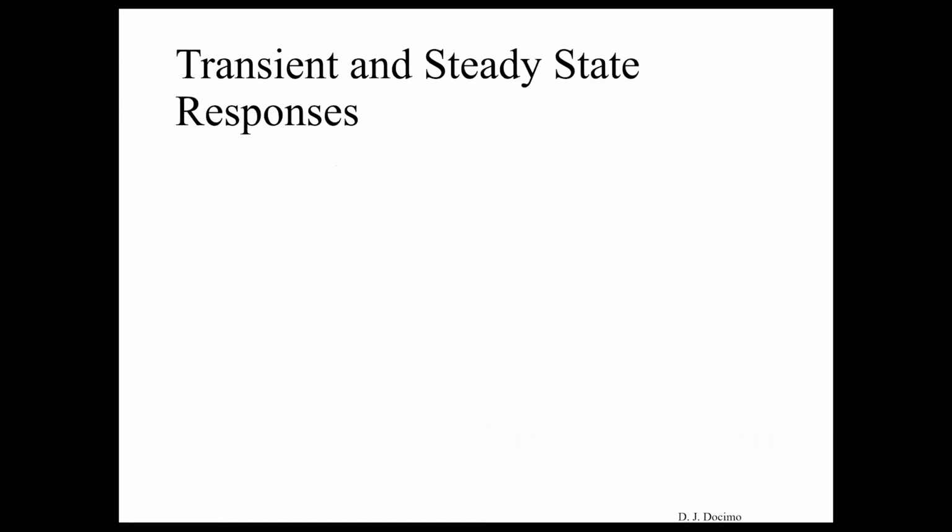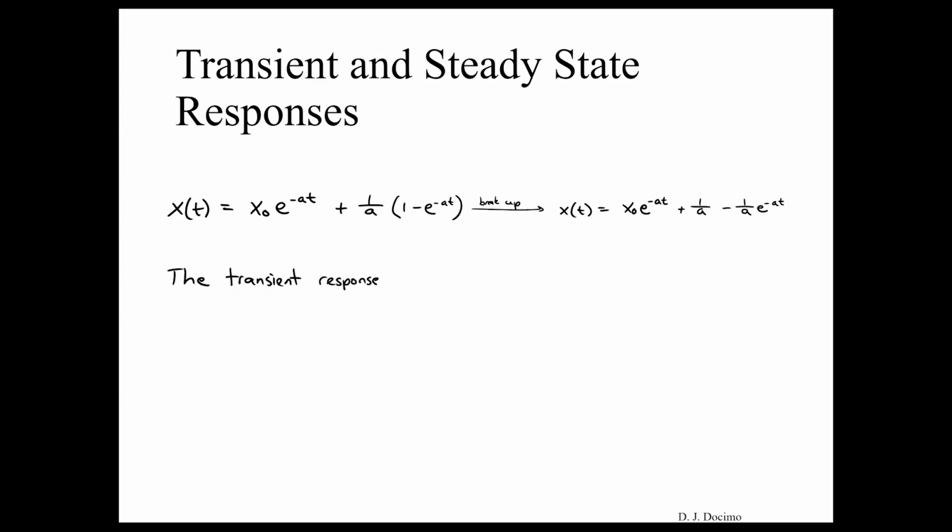Now for transient and steady state responses, let's go through with our same solution that we have here. Let's just break it up into two different pieces. All I've done is taken this part and applied that 1 over a, distributed it to both terms. The transient response dies out as t approaches infinity, hence the word transient is used to describe it. So let's say that t approaches infinity. We'll take the limit with respect to that for this entire equation.